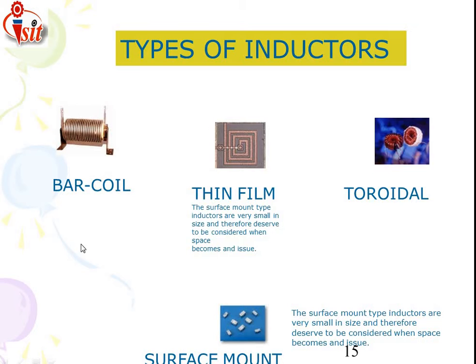Then the types of inductors: the first one is a bar coil inductor, then a thin film inductor, then a toroidal inductor. Bar coil, thin film and toroidal inductor. Thin film inductors, the surface mount type inductors, are very small in size and therefore deserve to be considered when space becomes an issue. Then the toroidal inductor is shown over here. This is a surface mount inductor.